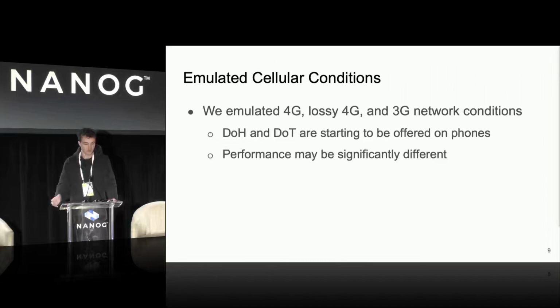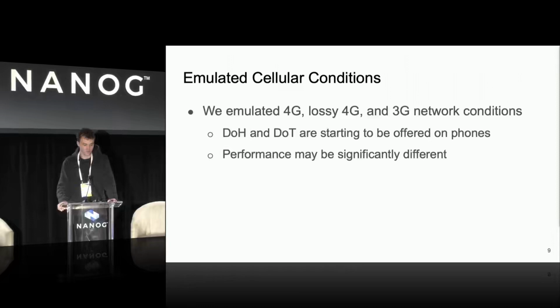So we also wanted, as I mentioned earlier, to emulate different cellular conditions. The reason we did this is that we're starting to see that DoH and DoT are being offered on phones, whether it's Cloudflare's 1.1.1.1 app, or the fact that Android 9 supports DoT. So we thought it would be important to measure how these different protocols perform on phones, given that there's becoming more adoption for encrypted DNS protocols. And we figured the performance might also be significantly different. But unfortunately, we weren't able to set up our measurements on a real mobile network. So we settled for emulating these cellular conditions.